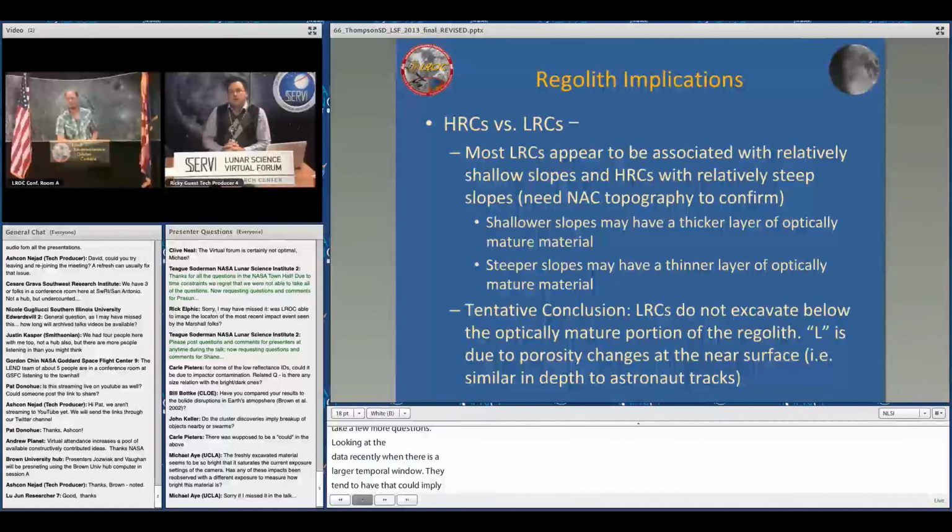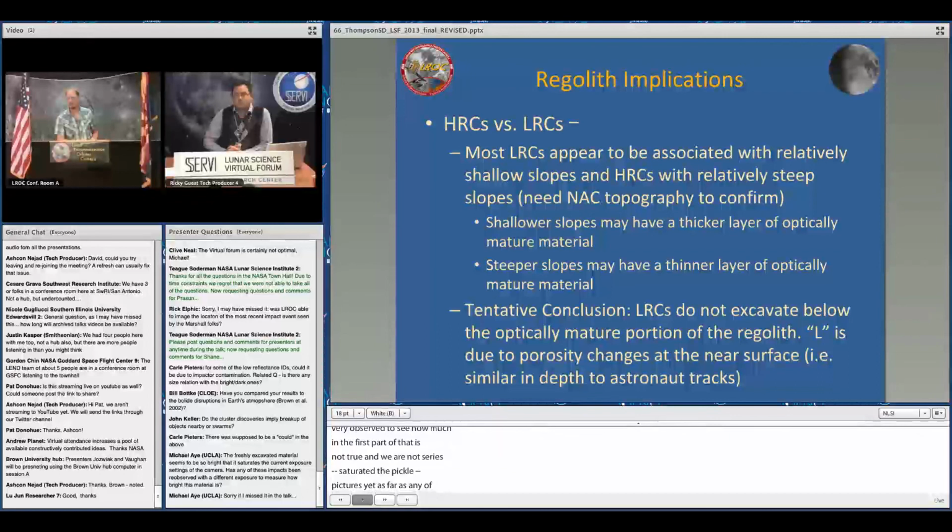Okay. Michael from UCLA says, the freshly excavated material seems to be so bright that it saturates the current exposure settings of the camera. Have any of these impacts been reobserved with different exposures to measure how bright this material is? The first part of that is not true. We have not saturated the pixels yet as far as imaging any of these bright features.